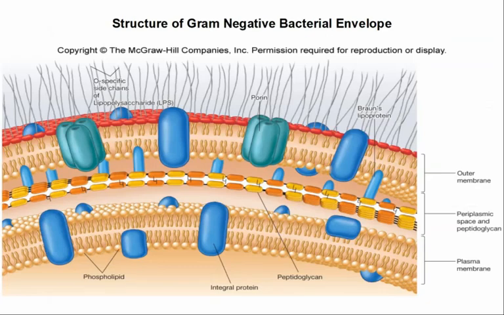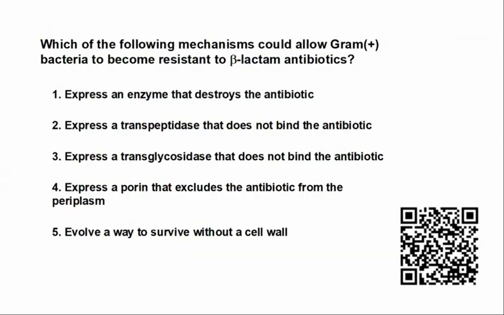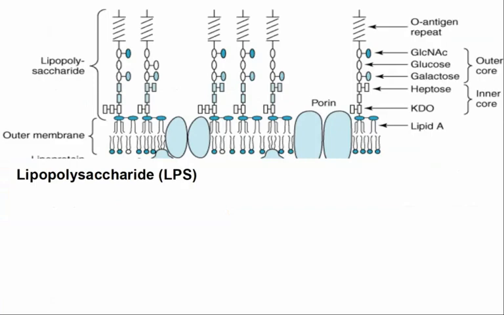Porins are in the gram-negative cell wall. In the question, we're talking about gram-positive bacteria. Gram-positive bacteria don't have porins. So this cannot be a correct answer for gram-positive. But it is a resistance mechanism, in gram-negatives only, okay? So there we go, that's peptidoglycan. Let's get on to the next external structure.